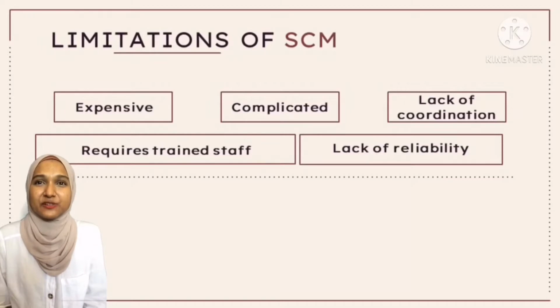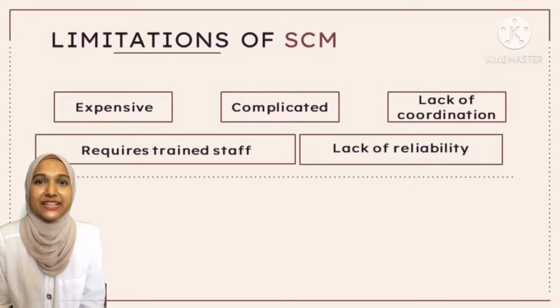So it may be difficult to create good coordination within big corporations. Number 4, it requires trained staff. Supply chain management requires highly skilled and professional staff for it to be effective. This will lead to the company incurring extra expenses to acquire such a task force.